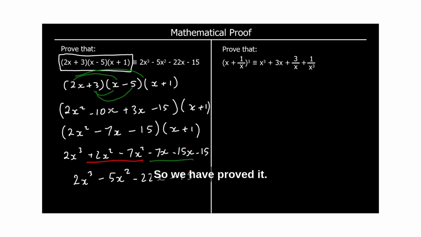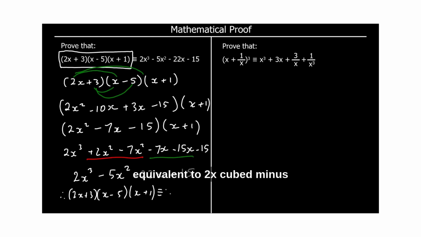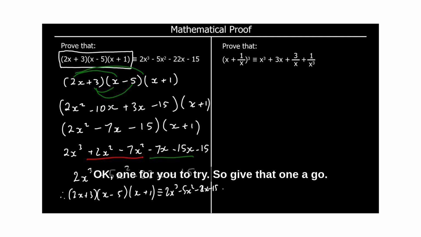So we have proved it. And we need to end with a statement to say we're finished. So therefore, 2x plus 3 times x minus 5 times x plus 1 is equivalent to 2x cubed minus 5x squared minus 22x minus 15. Okay, one for you to try. So give that one a go.